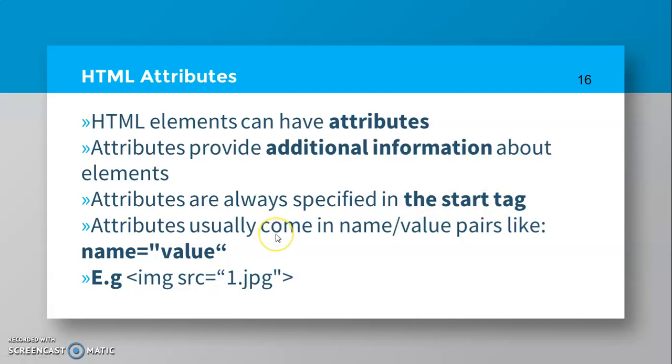And one more thing we need to note, whenever we write any attribute, it usually comes in a name and value pair, something like name is equal to, inside the double quotes, the value. For example, img src is the attribute, equal to 1.jpg, its value. We studied image, how to insert an image in the previous session. Same example I have taken, img is the element, correct? src is the attribute and 1.jpg is its value.